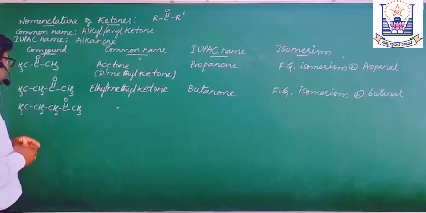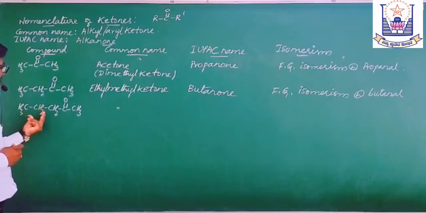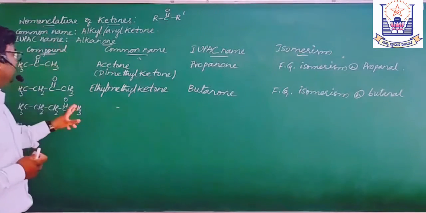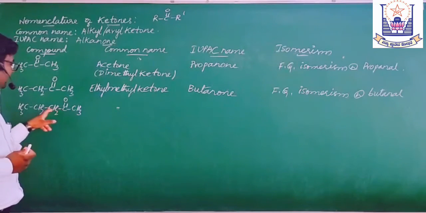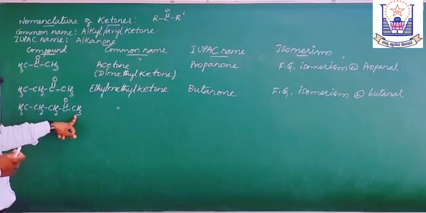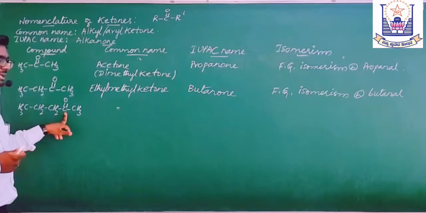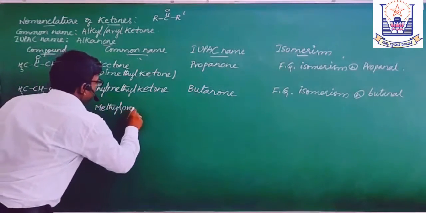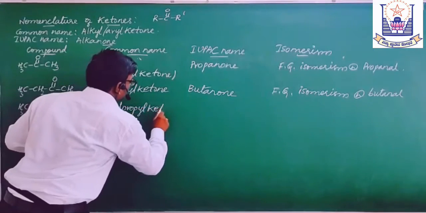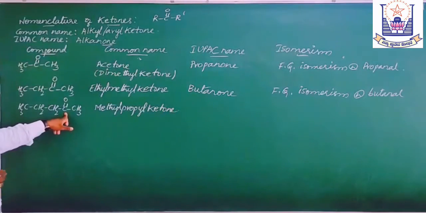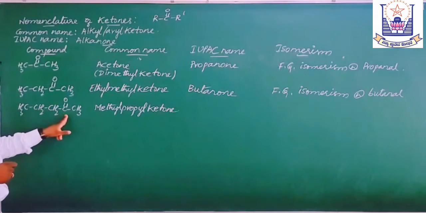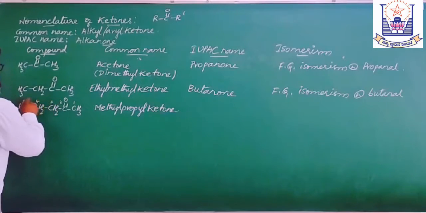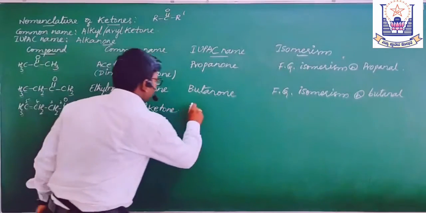What is the common name of this compound? Here we have propyl, here we have methyl. Which one will come first alphabetically? M of methyl comes first, then the P of propyl. Therefore, it is called methyl propyl ketone. Now, what is the IUPAC name for this? Pentanone. Here we will give the numbers 1, 2, 3, 4, 5. So it is pentanone.